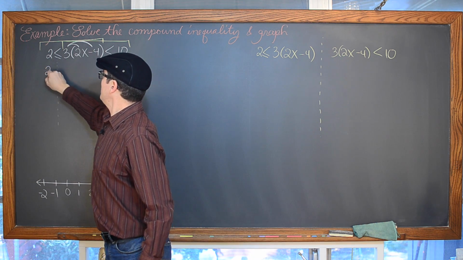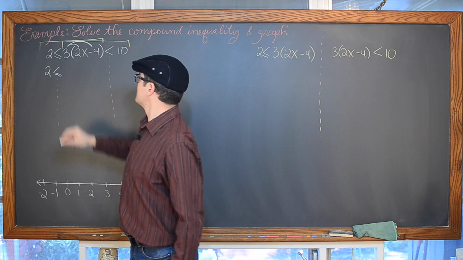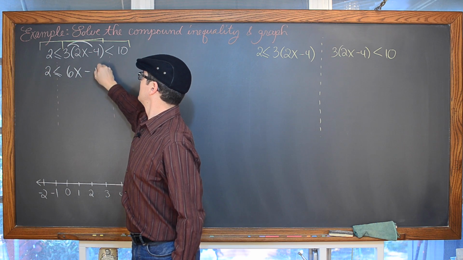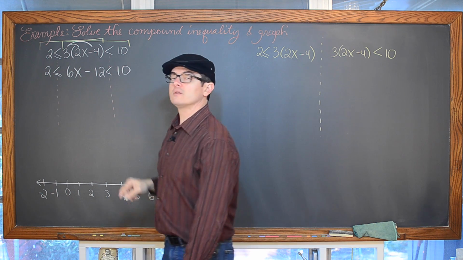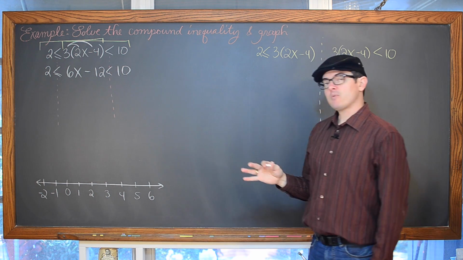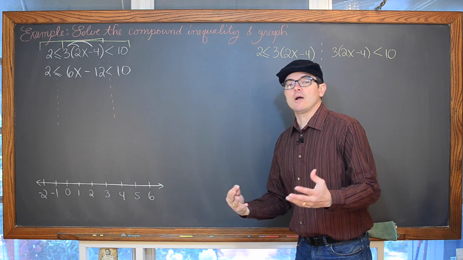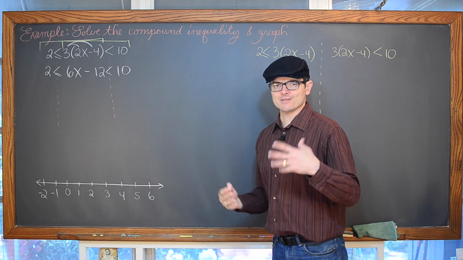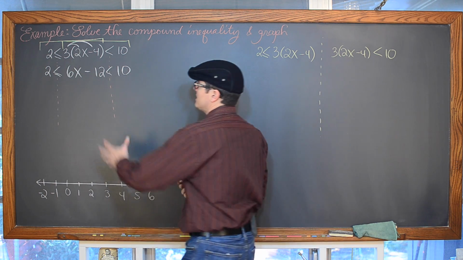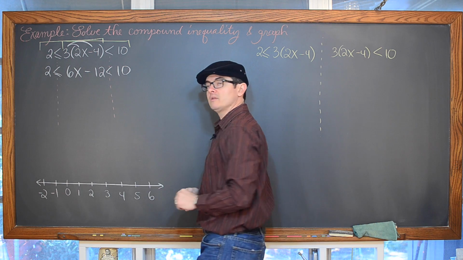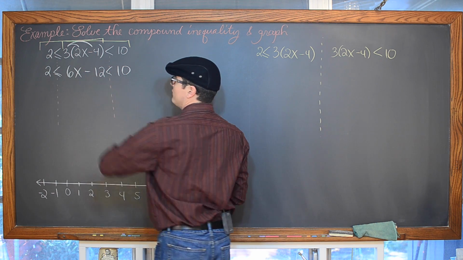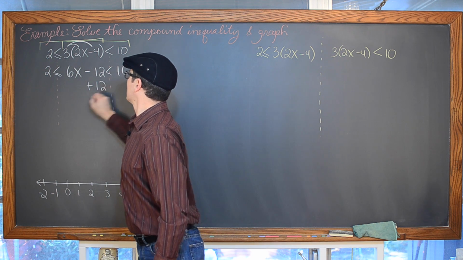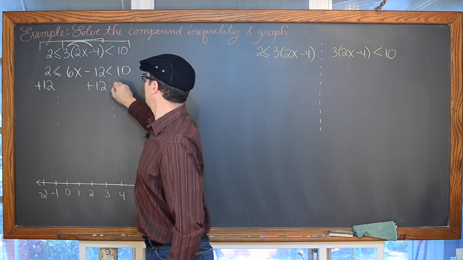We're going to get 2 is less than or equal to 3 times 2 is 6x minus 12 is less than 10. And with those parentheses gone, now we can start adding and subtracting and then multiplying, dividing away from the variable, and maybe adding some like terms too if you have them. But inside this compound inequality, we have a minus 12 with the variable, so we're going to do the inverse math operation. We're going to add 12.